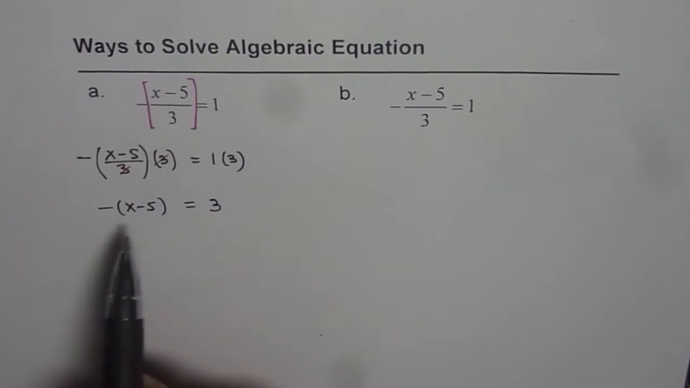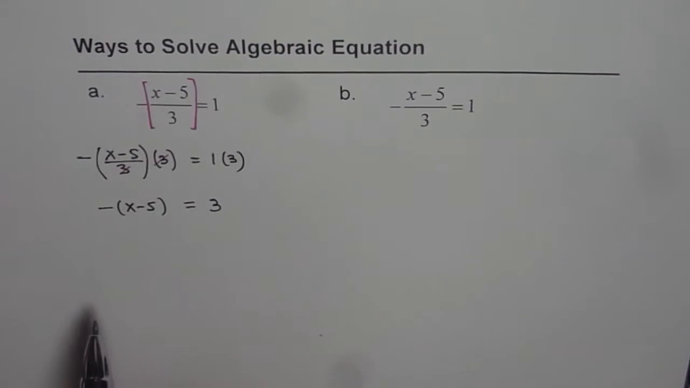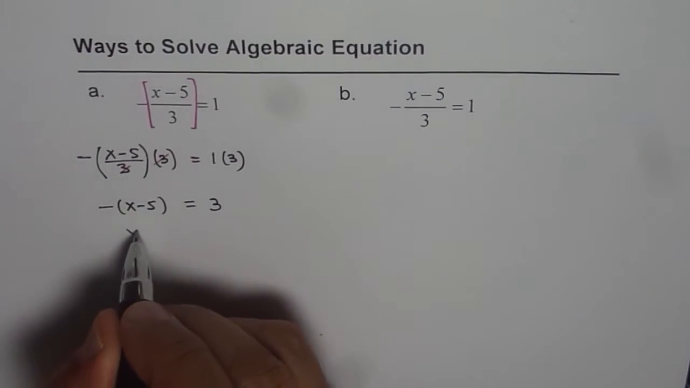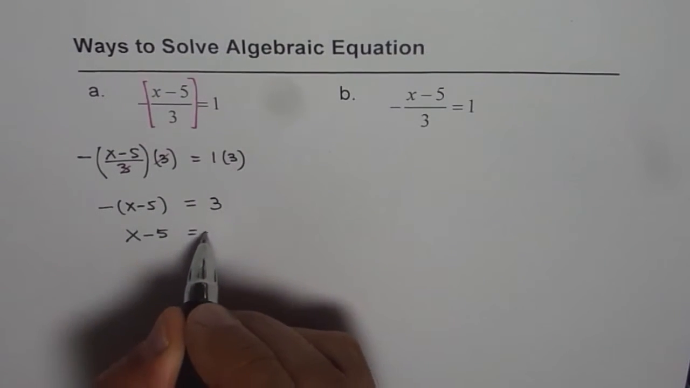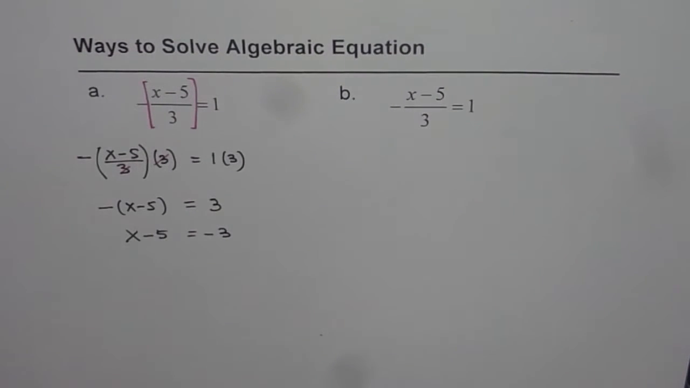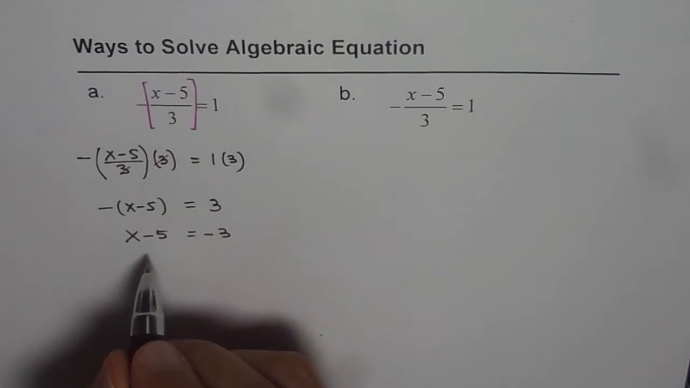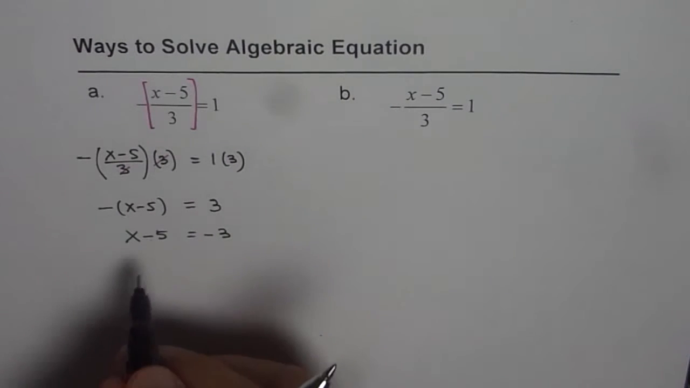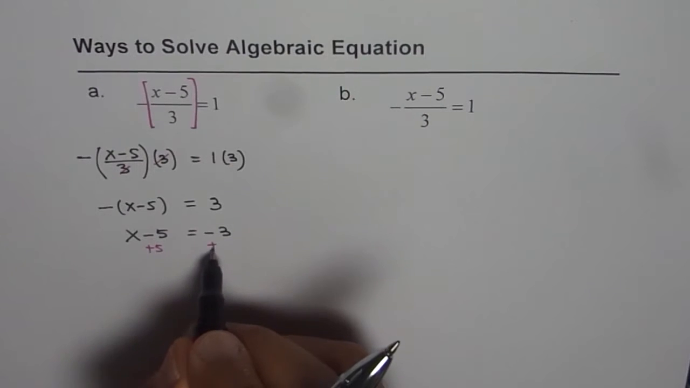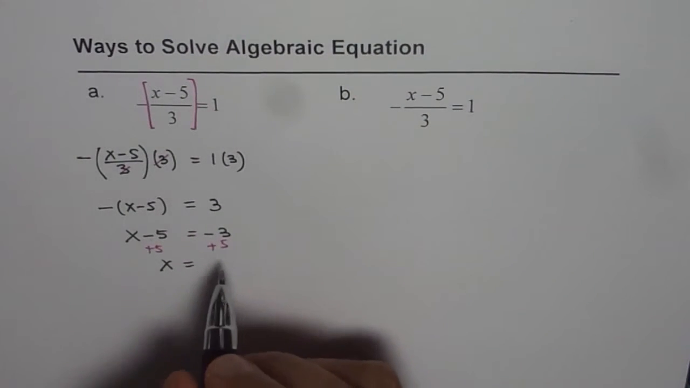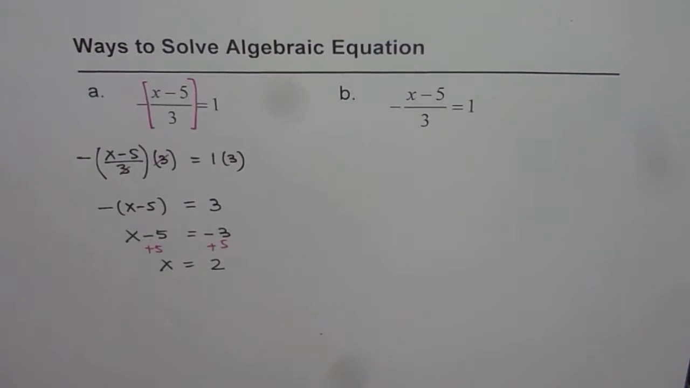Now what you can do is divide by minus 1. If you divide or multiply by minus 1, you get x minus 5 equals minus 3. Do you see that? And then we can add 5 both sides. So if I add 5 both sides, I will get x equals minus 3 plus 5, which is plus 2. x equals 2. So that is one way of solving this equation.